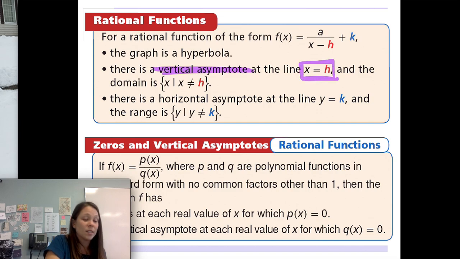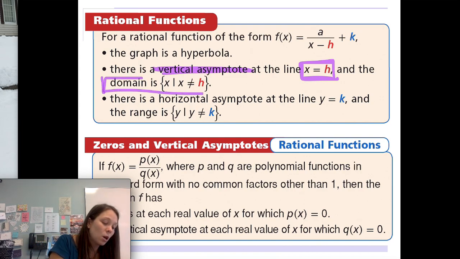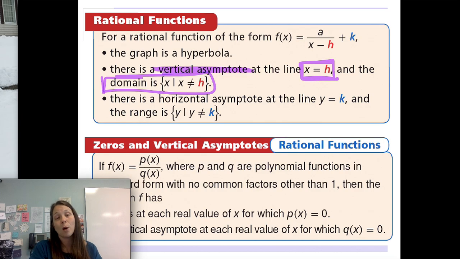So looking at that denominator and solving it for x will give you the value which creates a vertical asymptote. That also gives us our restriction on our domain, which we've talked about already, because we're not allowed to divide by 0. So the asymptote is created by whatever value would give us 0 in the denominator of our fraction, and that also gives us our domain restriction.